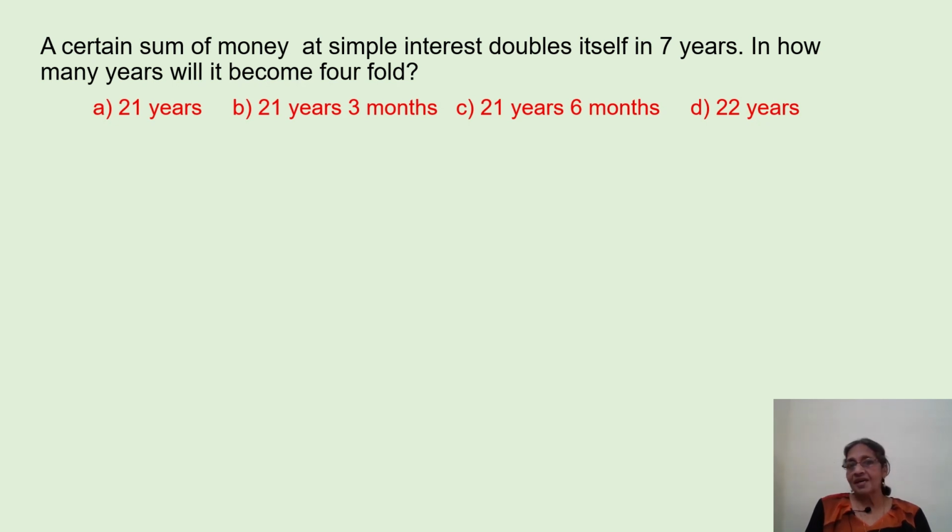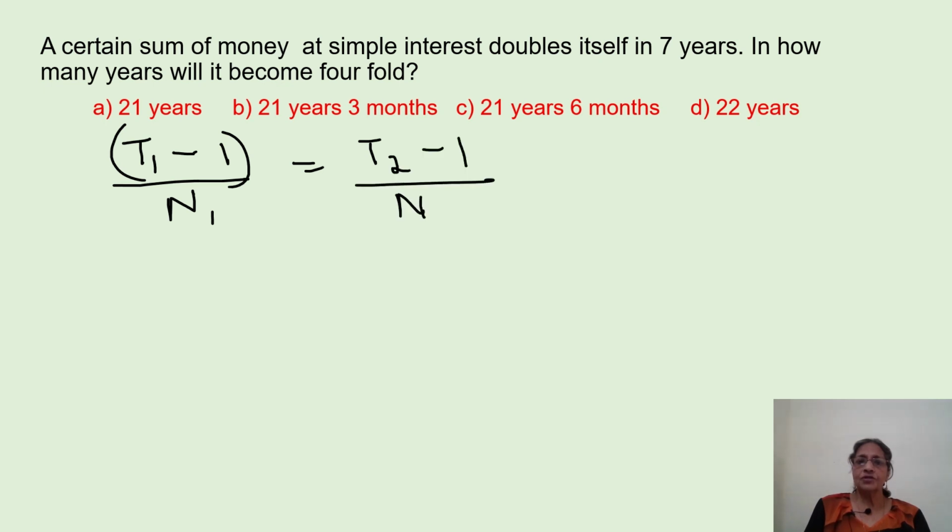A certain sum of money at simple interest doubles itself in 7 years. In how many years will it become fourfold? Now this is like the previous sum. We can use the formula directly here: T1 minus 1 upon N1 is equal to T2 minus 1 upon N2. So it doubles itself in 7 years. In how many years will it become fourfold? Fourfold means 4 times.